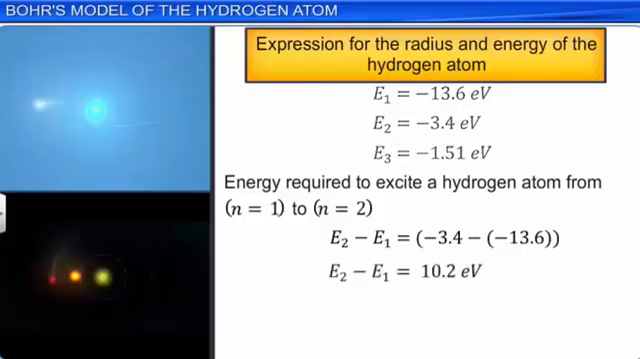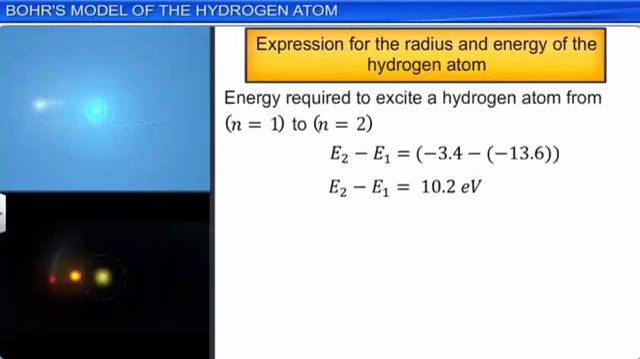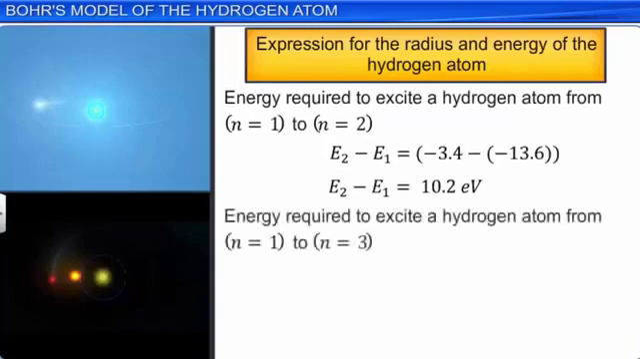Similarly, to excite a hydrogen atom from the ground state, where n is equal to 1, to its second excited state, where n is equal to 3, the energy required is E3 minus E1. This is equal to minus 1.51 minus of minus 13.6, which is equal to 12.09 electron volts.